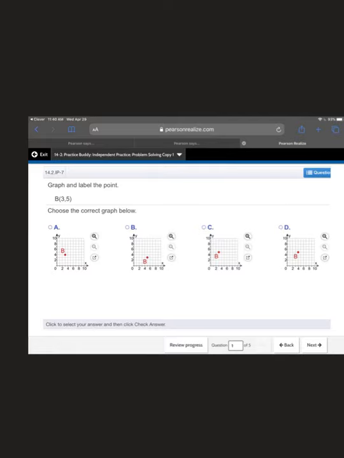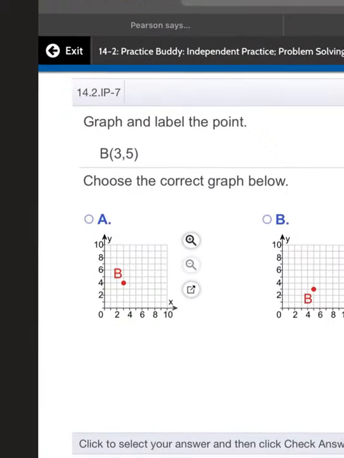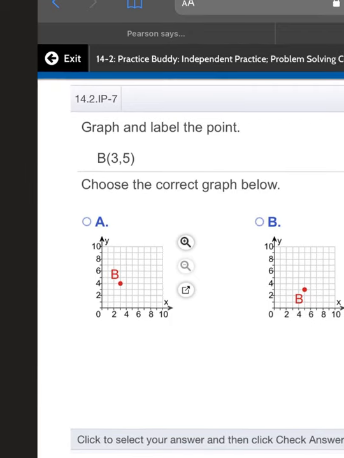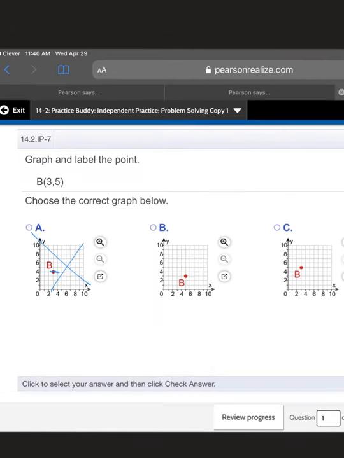Practice independent. It says graph and label. You have to pick the one that works. So 3, 5. Well, this one goes to 3, but it only goes up to 4. So that can't be it. This one is 1, 2, 3, 4, 5.